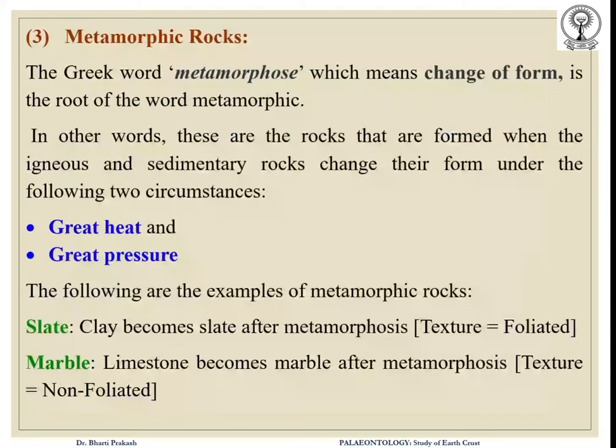Then the third rock that we will study is the metamorphic rock. The Greek word metamorphos means change of form. It is the root of the word metamorphic. In other words, these are the rocks that are formed when the igneous and sedimentary rocks change their form under two circumstances: either because of great heat or because of great pressure. The following are examples of metamorphic rocks: slate and marble. Clay becomes slate after metamorphosis, and its texture is foliated. Limestone becomes marble after metamorphosis, and its texture is non-foliated.